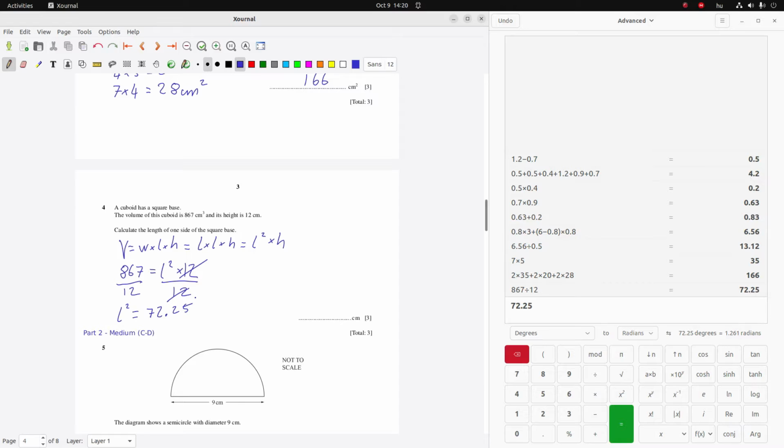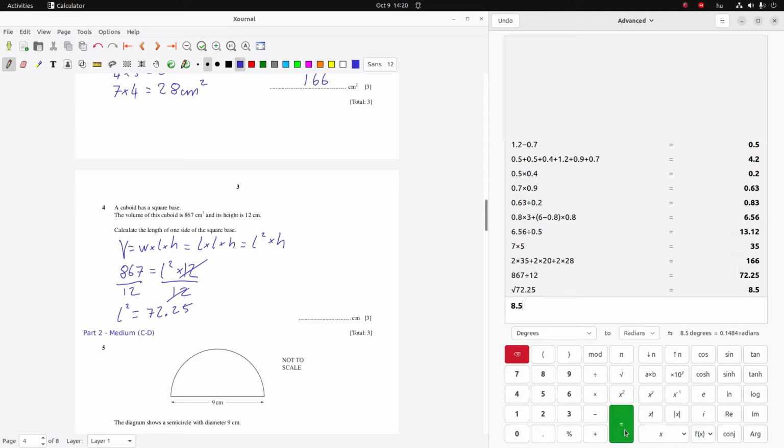And again, I want to get rid of the square, so I have to do the opposite. So I square root it. And what I do on the left-hand side of the equation, I also have to do to the right-hand side of the equation. So I end up with the square root of 72.25 is equal to 8.5.